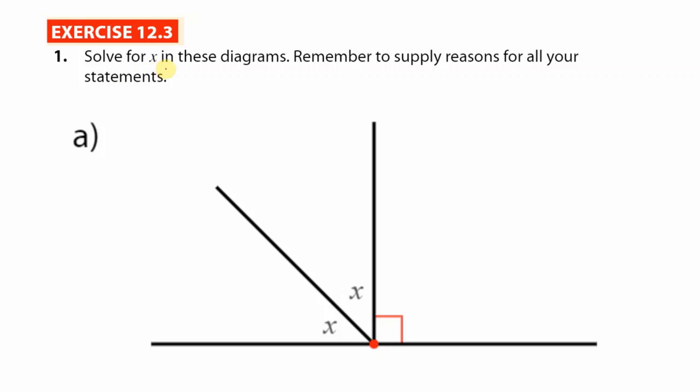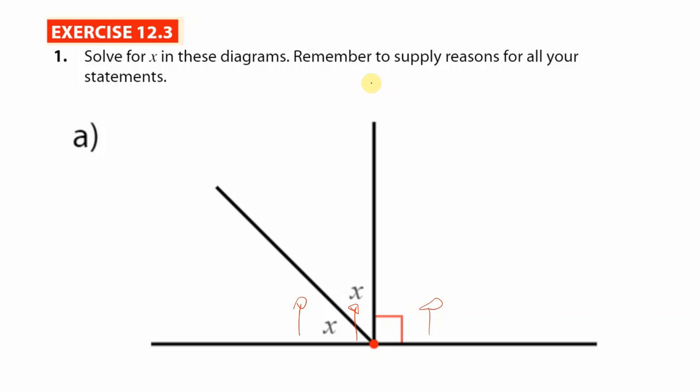The instruction is we have to solve for x in these diagrams. Remember to supply reasons for all your statements. So we can see, if we study 1a, we have a 90-degree angle, and then we have two angles of x. Now we note we have the straight line at the bottom, and we have all these angles on top of the straight line. So these 1, 2, 3 angles need to add up to 180 degrees.